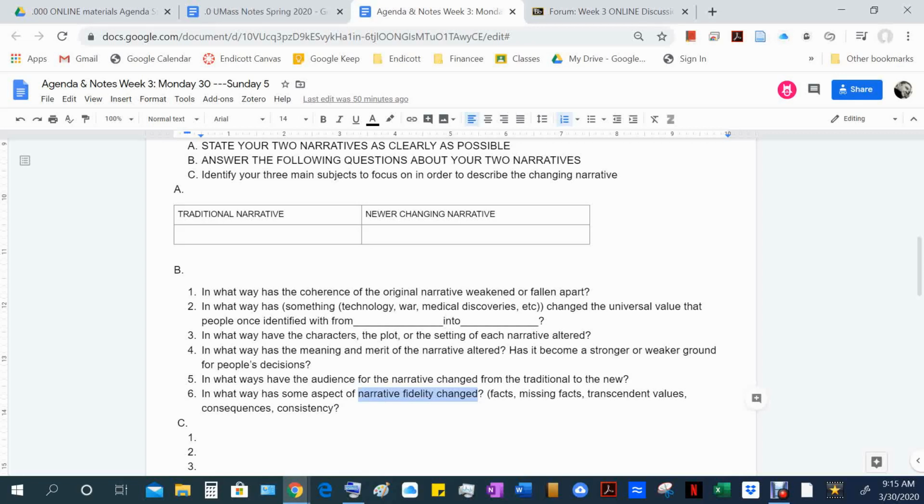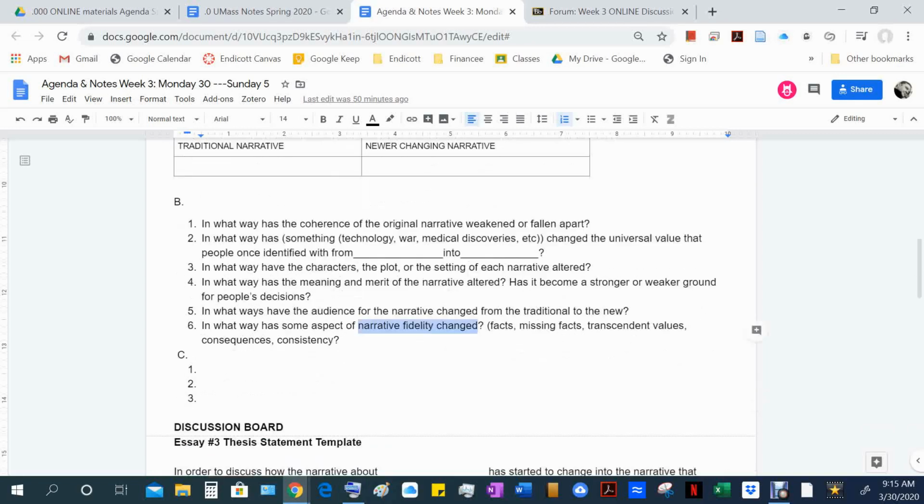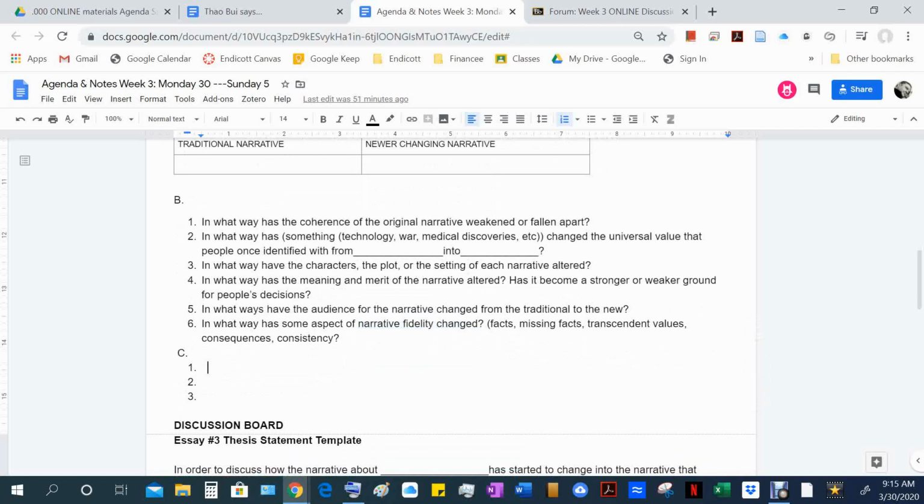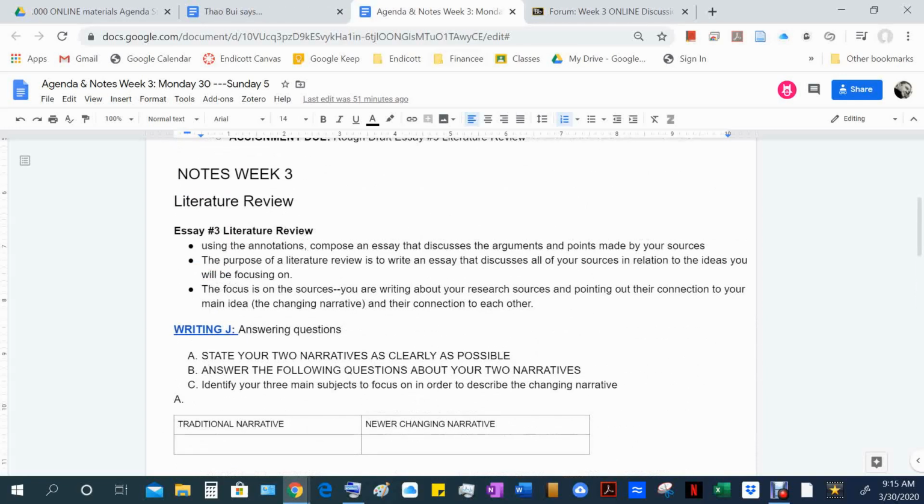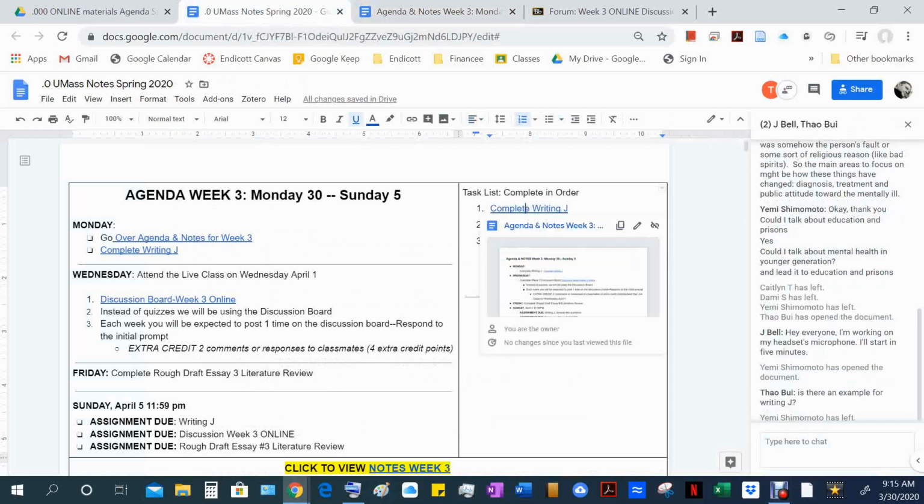And then values, I might go back to the other one, the value of being educated versus the value of having skills. Those are the 2 things that I might point out. In any event, you're trying to answer those questions, short answers, and then out of those questions you're trying to identify sort of the 3 main areas that you're going to be able to focus on, that you will talk about in the literature review, and then you'll sort of develop it more even in the last essay. So that's what writing J is.